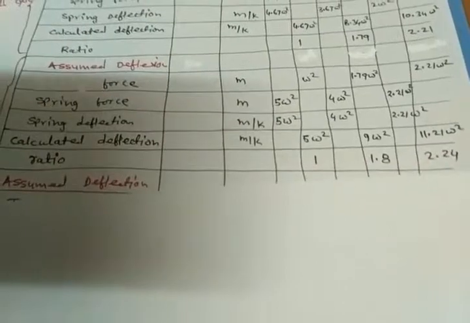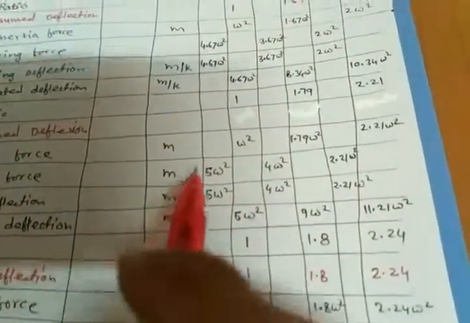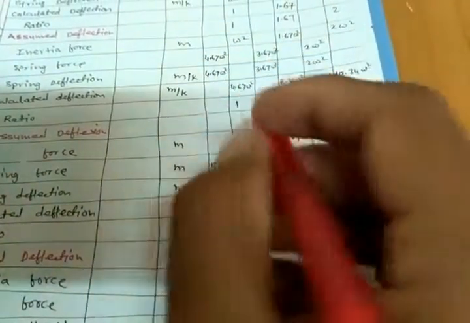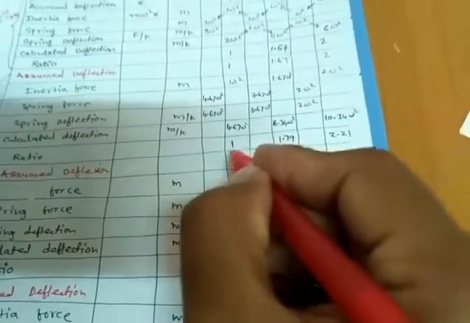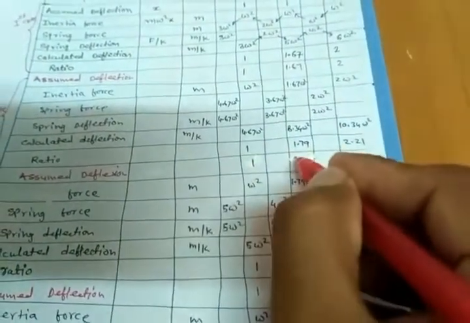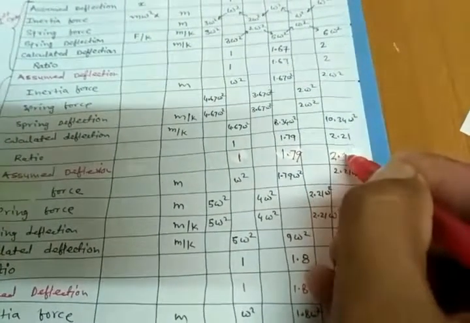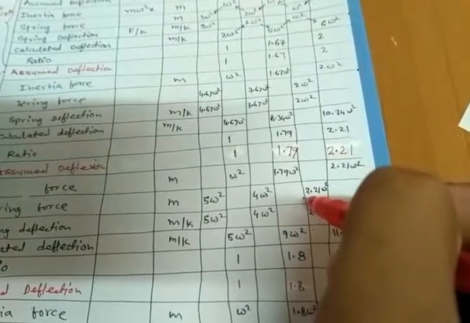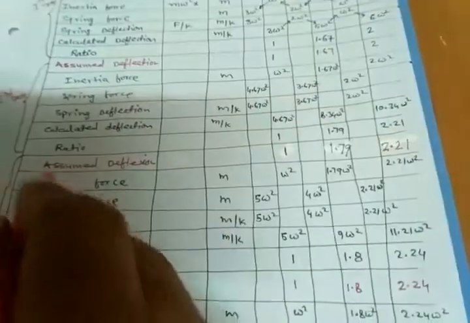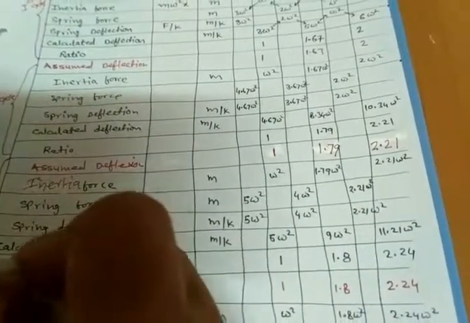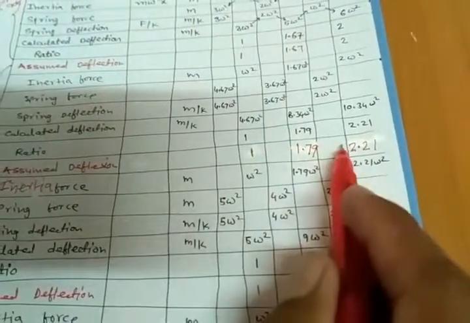So this is the third table that I have filled here. So this is the third table that we have, this one. So here our assumed deflection is 1, and this is 1.79 and this is 2.21. Okay, and this is inertia force. So this is our assumed deflection.